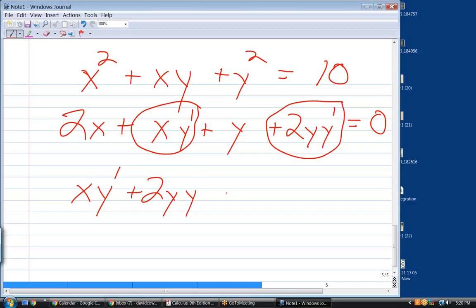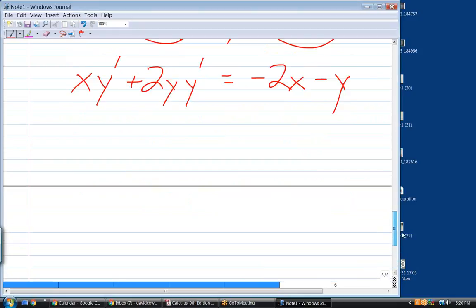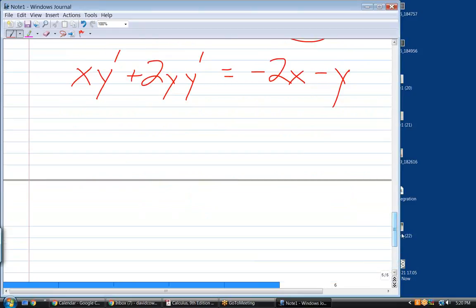And you can guess what the next step's going to be. We're solving for y prime. In other words, this is a mid-level implicit differentiation problem, which always involves factoring at some step. In other words, factor out the y prime, leaving behind x plus 2y.